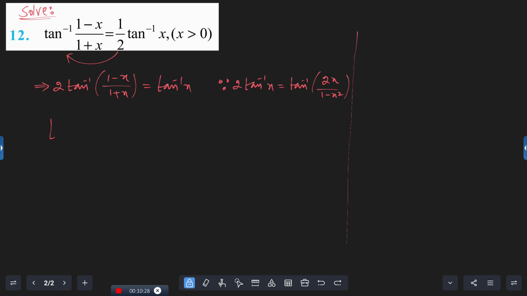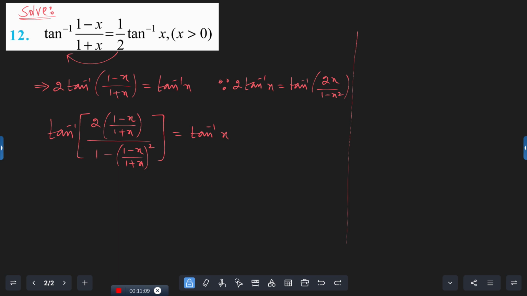The formula is tan inverse of 2 times x. Instead of x, we put (1 minus x) divided by (1 plus x), divided by 1 minus x square, where instead of x again we put the same fraction, so 1 minus ((1 minus x) divided by (1 plus x)) whole square, which is equal to tan inverse x. Now, if you apply tan on both sides, tan inverse will be cancelled.